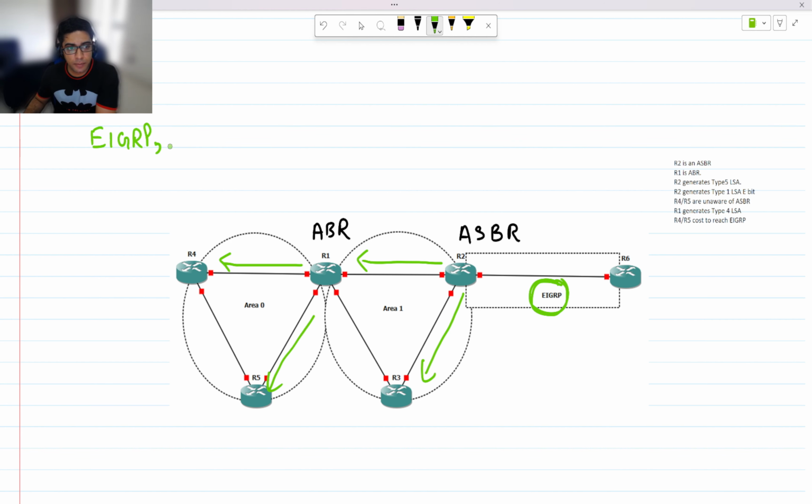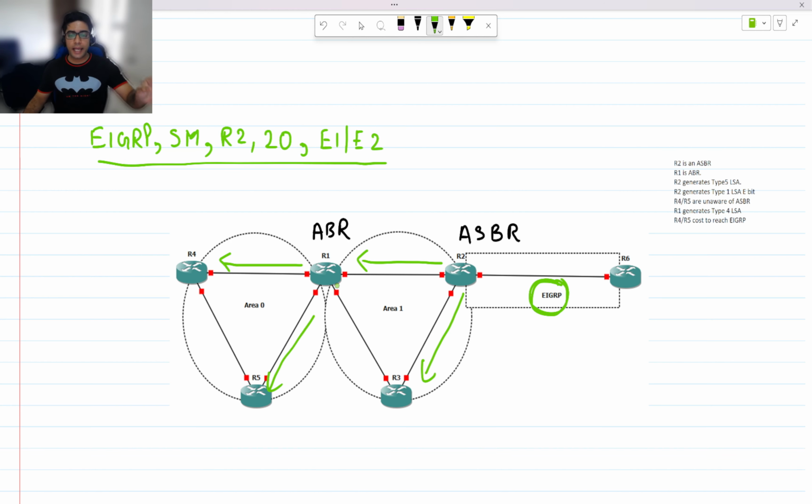Then the subnet mask of this EIGRP network, who is the advertising router? R2 is the advertising router, and R2's cost to reach the EIGRP network by default is 20. And is it an E1 route or E2 route? Again, we will discuss E1 and E2 in some time.